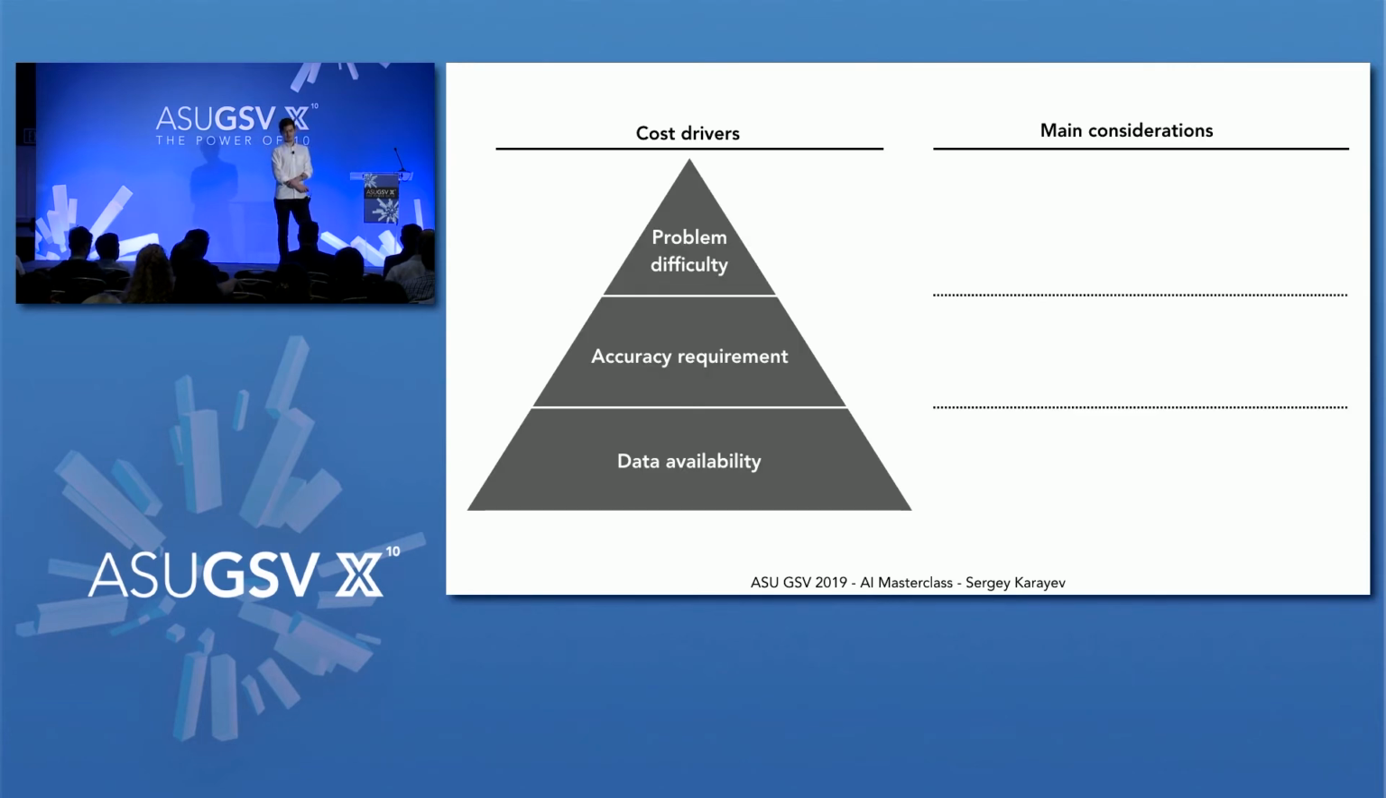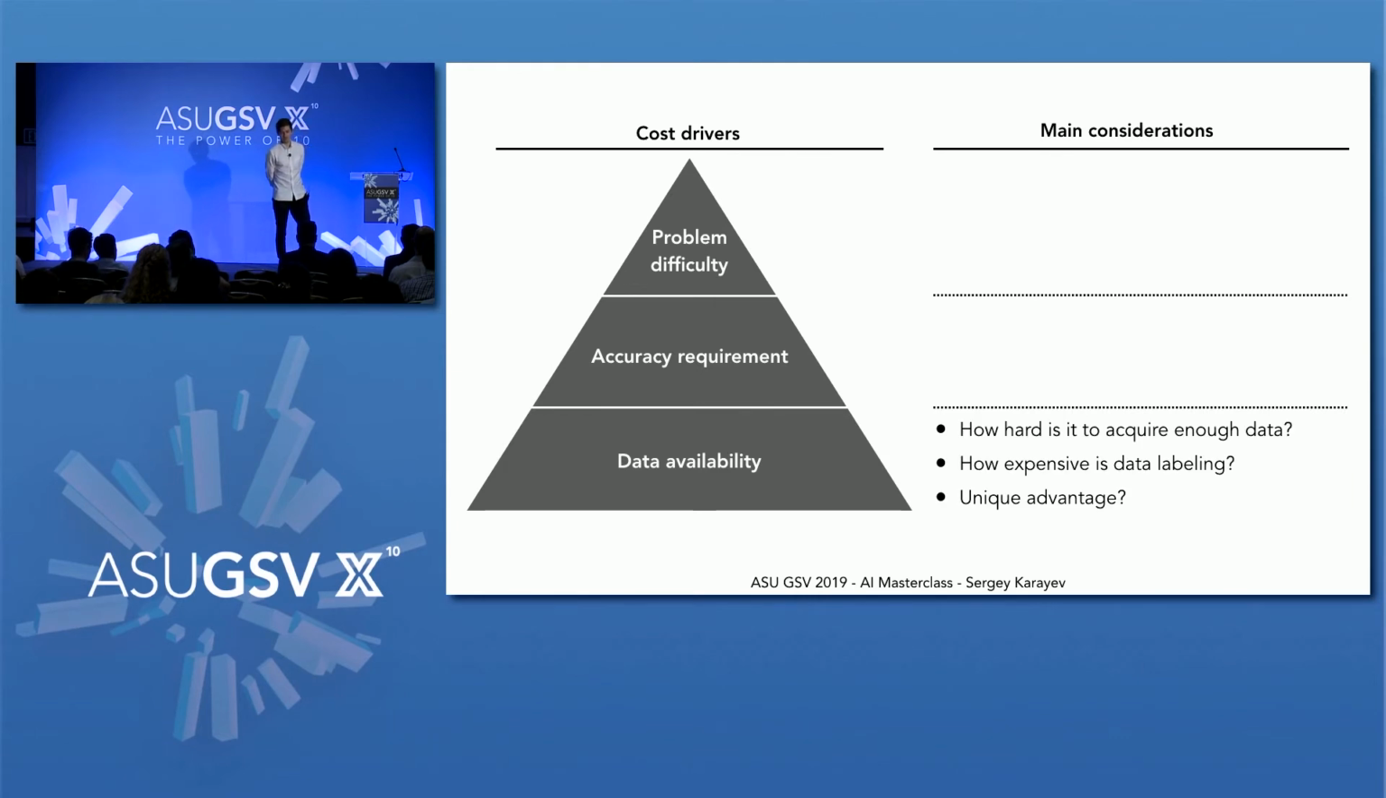The cost drivers of AI development: data availability is the foundation. What is the accuracy requirement that you have? How difficult is the problem, period? So data availability is, how hard is it to acquire enough data? If you're doing radiology or tutoring, do you have a way to even acquire the type of data that you would need?